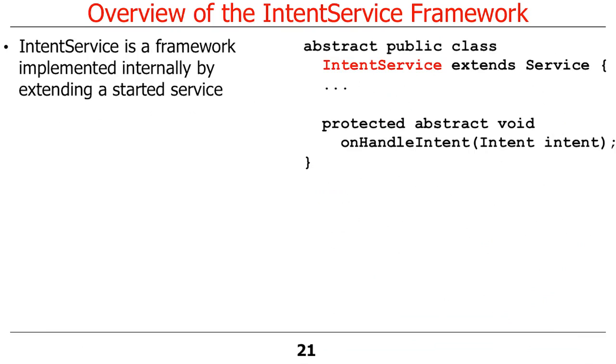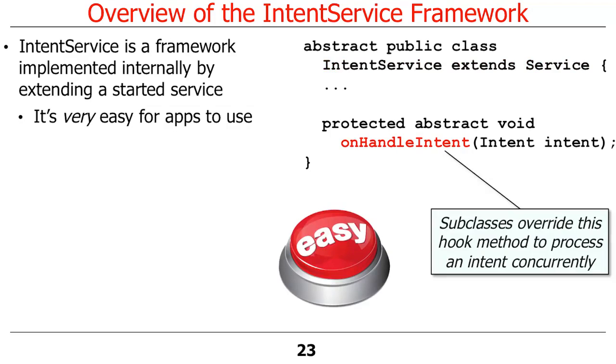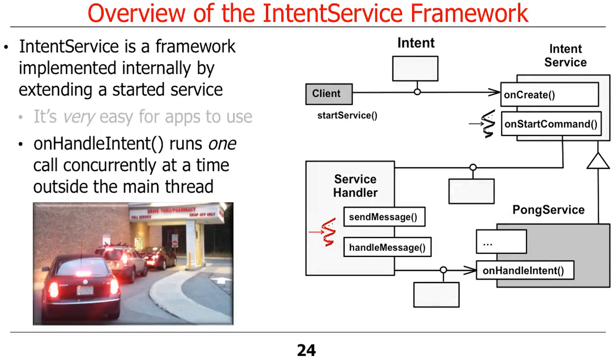An intent service is a framework that's implemented internally by extending a started service, as shown here. You can see that intent service extends service. It's very easy for apps to use. Subclasses of intent service simply need to override the onHandleIntent hook method in order to process an intent concurrently. onHandleIntent runs one call concurrently at a time outside of the main thread of control. So it's essentially processing one intent in a background thread at a time.